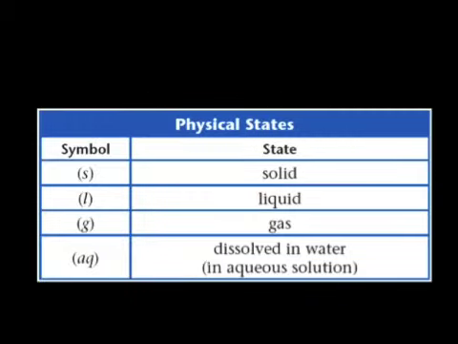The other thing that can be included in a chemical equation are the physical states of the reactants and products. So if something is in the solid state, you'll see a little S next to it. If something's in the liquid state, you'll see a little L. If something's in the gaseous state, you'll see a little G.